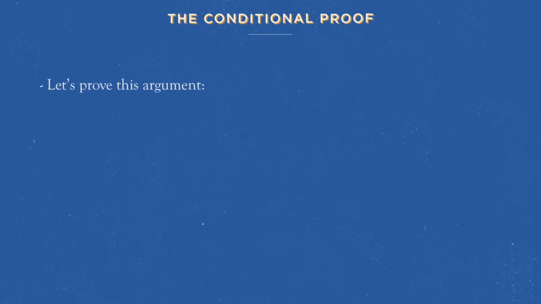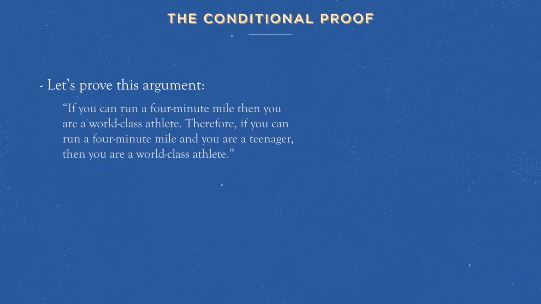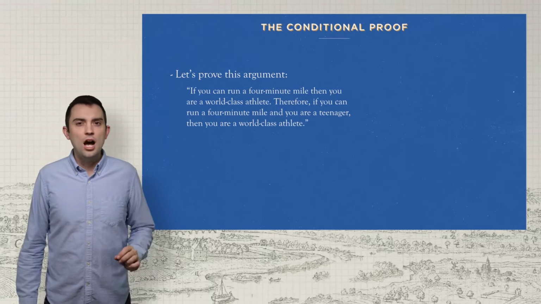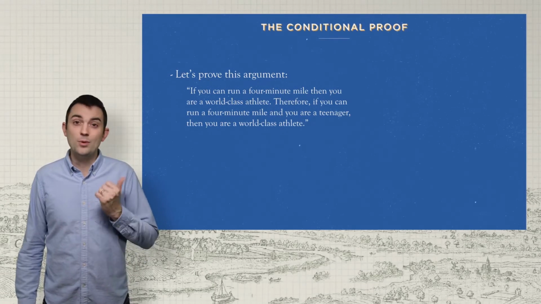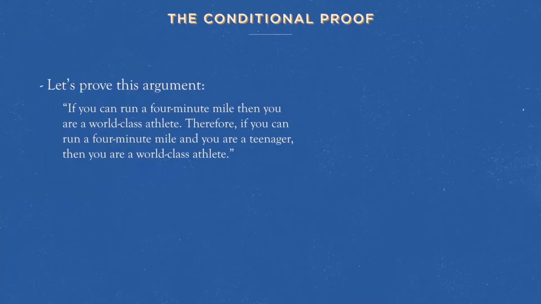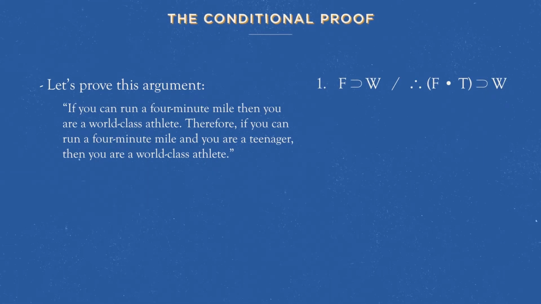Let's start by proving this particular argument. If you can run a 4-minute mile, then you are a world-class athlete. Therefore, if you can run a 4-minute mile and you are a teenager, then you are a world-class athlete. Seems pretty obvious that that argument is valid, right? Let's prove it. The argument is symbolized like so. If F, then W. Therefore, if F and T, then W.